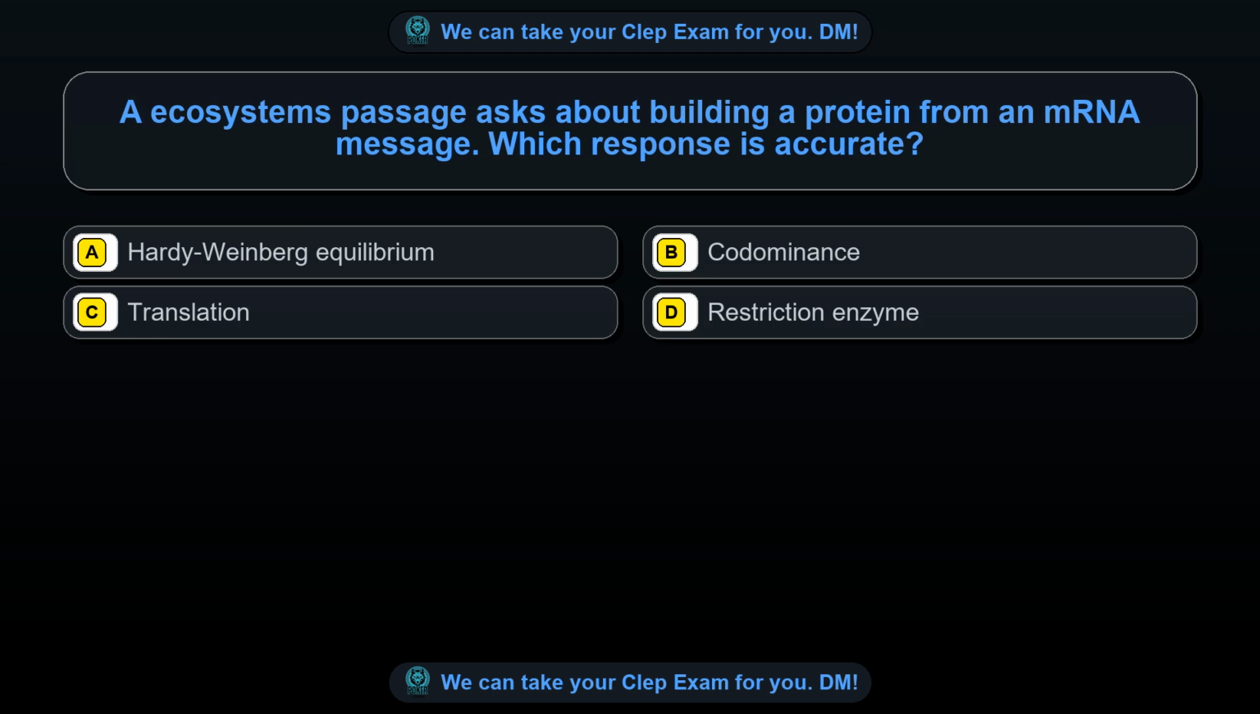Question 64. An ecosystems passage asks about building a protein from an mRNA message. Which response is accurate? Option A, Hardy-Weinberg equilibrium. Option B, codominance. Option C, translation. Option D, restriction enzyme. The correct answer is option C, translation.